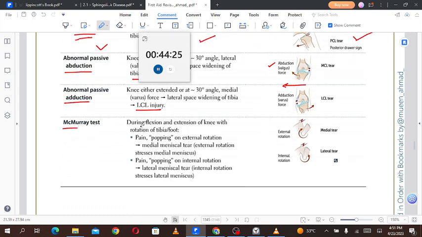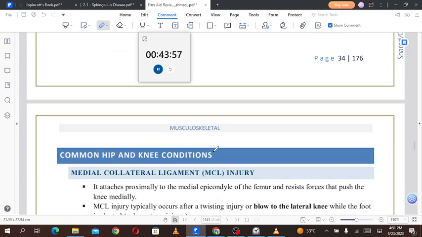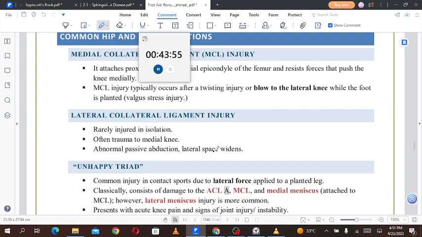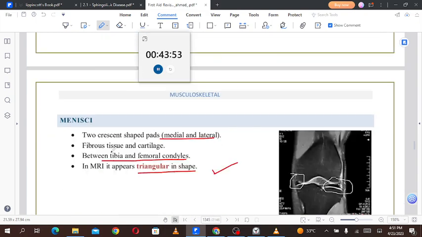Then the McMurray test. During flexion and extension of the knee with rotation of the tibia and foot, pain or popping on external rotation indicates a medial meniscus tear. This is something we are going to talk about in the meniscal tear. External rotation stresses the medial meniscus. We'll talk about the menisci over here, I guess.